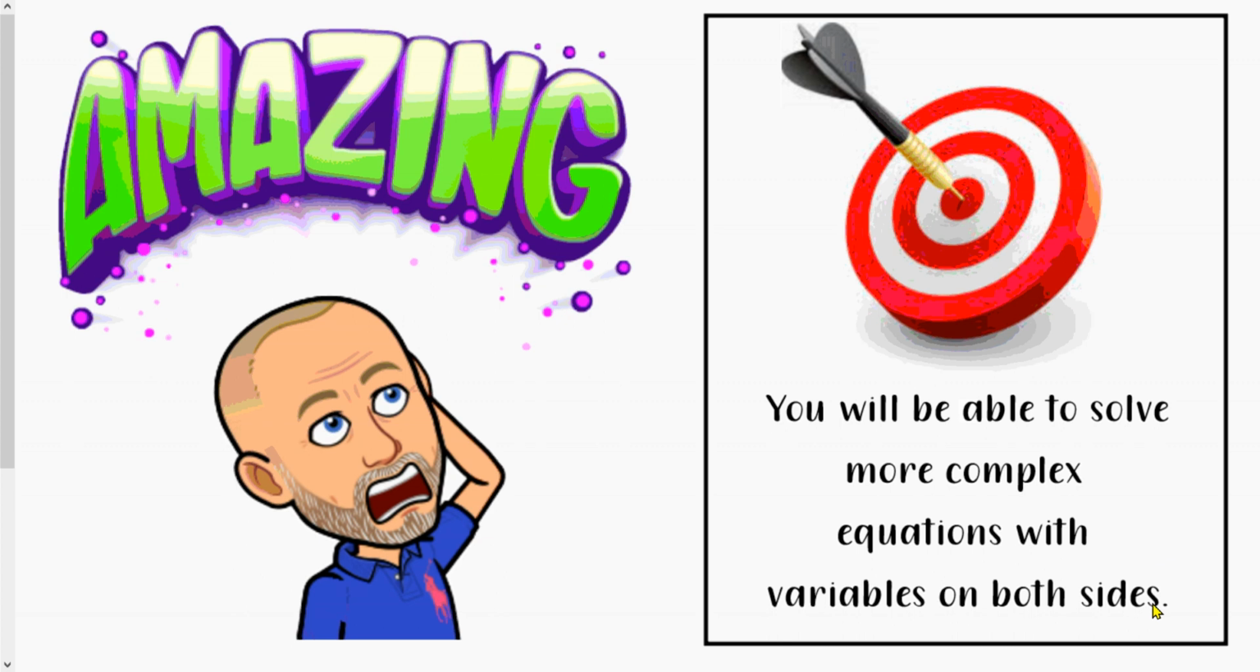Alright, in this lesson we're going to continue moving forward with equations, looking at some more complex equations. And these will have variables on both sides of the equation, so your learning target is that you'll be able to solve more complex equations with variables on both sides. And then at the end of this lesson we're going to look at a couple of special cases.